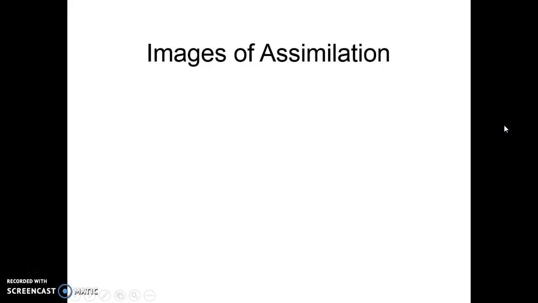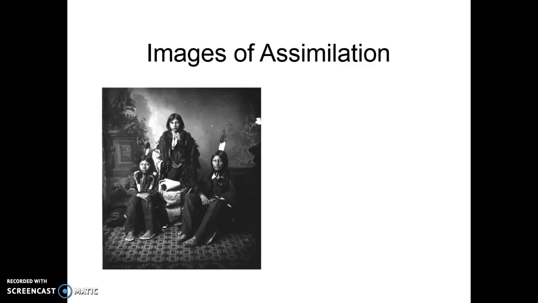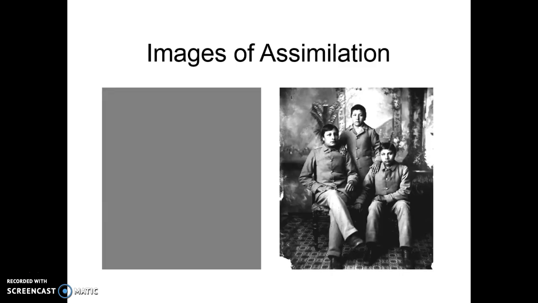So let's take a look at a couple of the images that were the result of what happened at places like Carlisle. On the left, of course, you've got the traditional before picture. So this is what the kids would have looked like coming into the school. The one in the middle actually looks a little bit like Ohiyesa, the actor of the young boy in the film that you're going to be seeing. And then here's that same family after they've gone through the assimilation process.